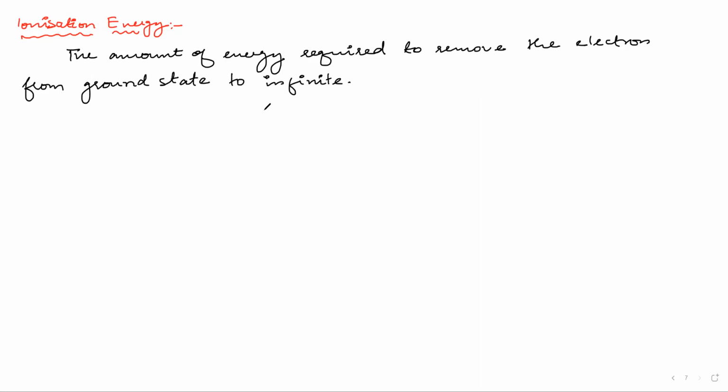When students hear infinite, they think it would need an infinite amount of energy, sir. If we want to send it to infinite from the ground state, that is the most stable state. For example, the ground state of hydrogen is the first orbit. What is the first excited state? If I get it excited, it will be the second orbit. If it is in the second orbit, it is also under the influence of the nucleus.